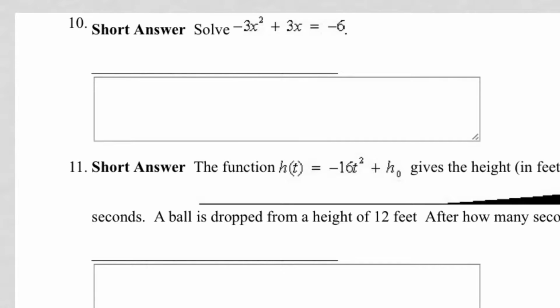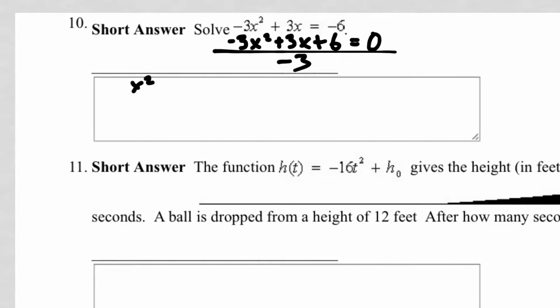If you'd rather not deal with fractions, what I'm going to do instead is I'm going to move the 6 over to the left side. Negative 3x squared plus 3x plus 6 equals 0, right? I'm going to divide everything by negative 3 to make it a little simpler, with the first term positive. X squared minus x minus 2 equals 0. And I'm going to try to either factor or use the quadratic formula. Okay, let's see which one works. I'm going to try to factor.